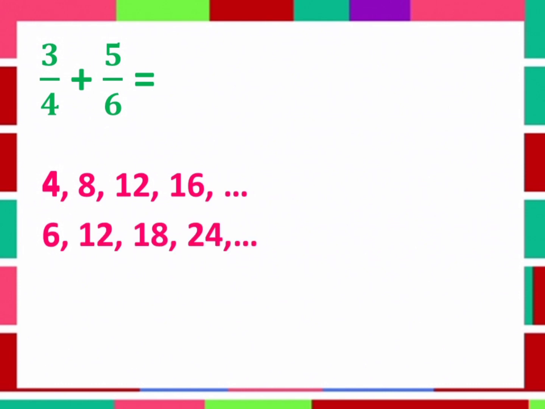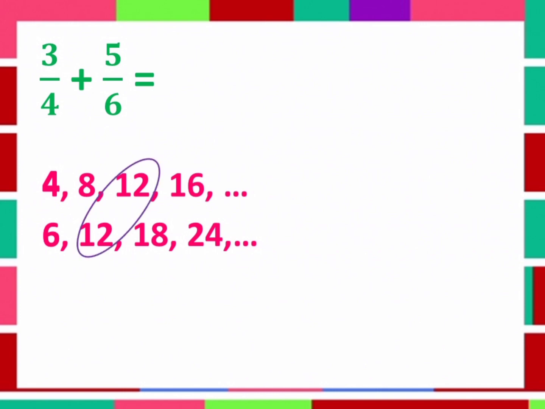Given 3 over 4 plus 5 over 6, get the LCD of 4 and 6. LCD means least common denominator. Now let's have 4 first, or the numbers that we can divide by 4. So that is 4, 8, 12, and so on. And in 6, it is 6, 12, 18, 24, and so on. So we get the LCD of 4 and 6, and that is 12.